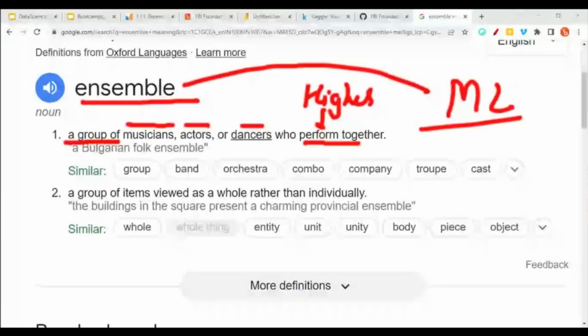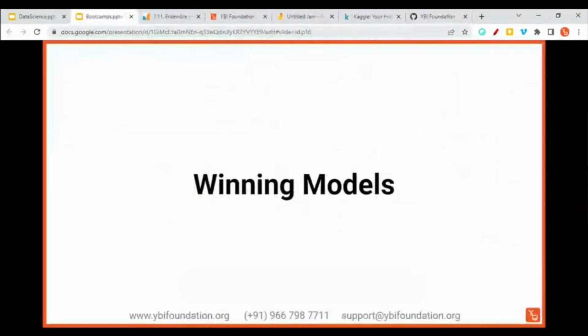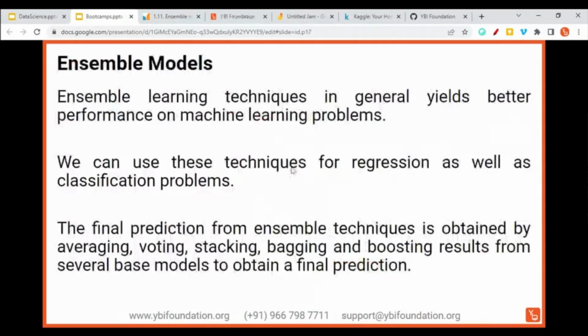So ensemble models are not just a collection of models. The ultimate objective is to have a winning model, a higher performance, a higher train and test performance, both, right? During train and test, both, we want to have a higher performance. Now, with this understanding, let's move forward.